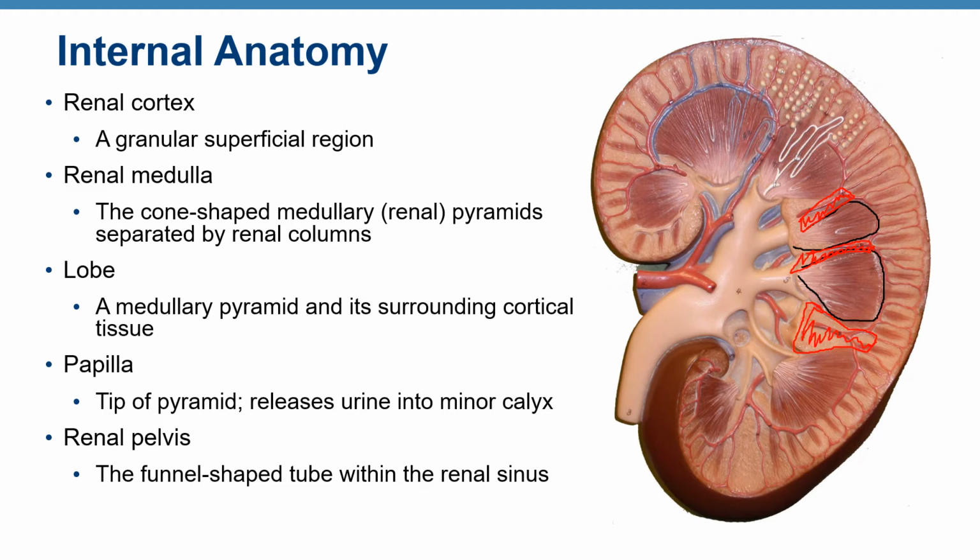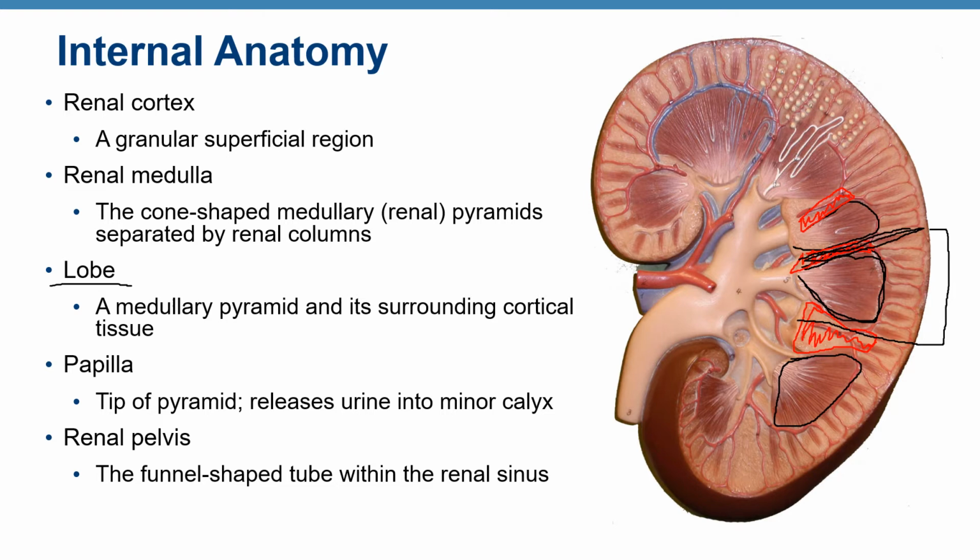And this part, as I already showed you, this or this, those are renal pyramids. So now the lobe: it's an area, half of the renal column on one side and half of the renal column on the other side. So this part over here is one lobe.